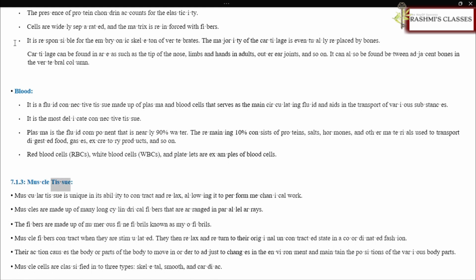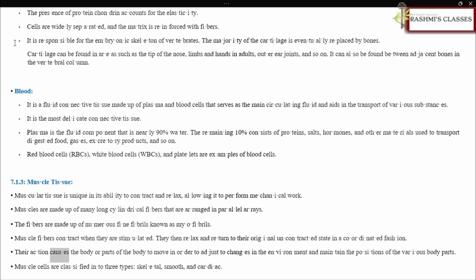7.1.3 Muscle tissue. Muscular tissue is unique in its ability to contract and relax, allowing it to perform mechanical work. Muscles are made up of many long cylindrical fibers that are arranged in parallel arrays. The fibers are made up of numerous fine fibrils known as myofibrils. Muscle fibers contract when they are stimulated. They then relax and return to their original uncontracted state in a coordinated fashion.